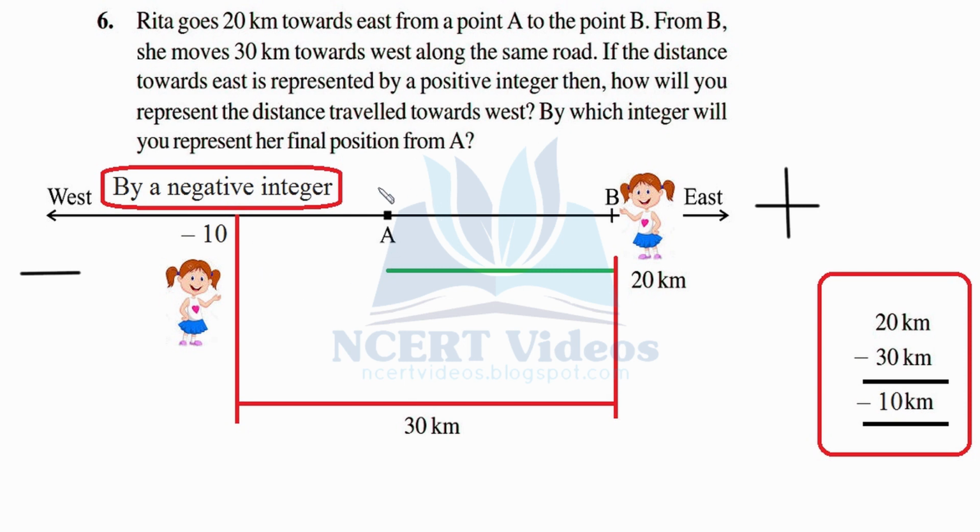So initially she is at A, she moves to point B, that is 20 kilometers. We write 20 kilometers with a plus sign, because it is told to us that this side is plus. Now she moves towards west, which has to be taken as negative. So 30 kilometers, you have to subtract it. The sign will be negative and we have to subtract it. So minus 10 kilometers. Therefore, the answer is minus 10 kilometers. We have to represent it by a negative integer. You can also see here on the graph, she moves from A to B, 20, and then she moves back, but she moves an extra 10. Therefore, 10 in negative.